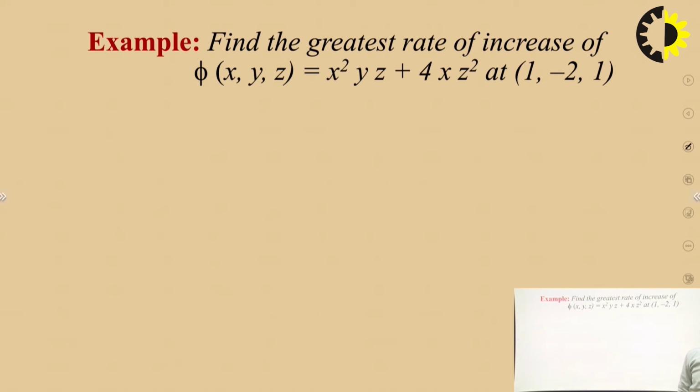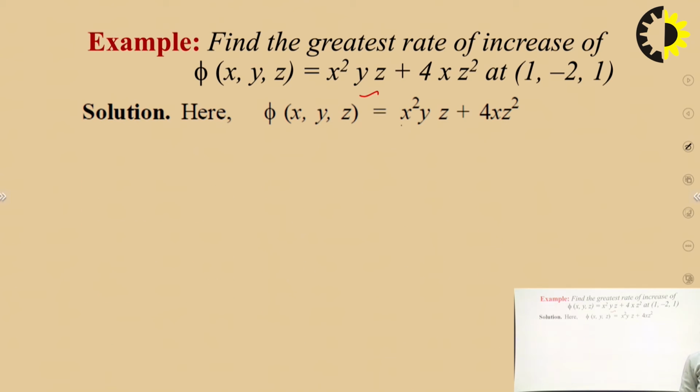Okay. Now the example for the greatest rate of increase: we have to find the greatest rate of increase for the given function phi. This is the function x square yz plus 4xz square at the given point (1, minus 2, 1). Now, first of all, we will define the function as phi(x,y,z), which is x square yz plus 4xz square.